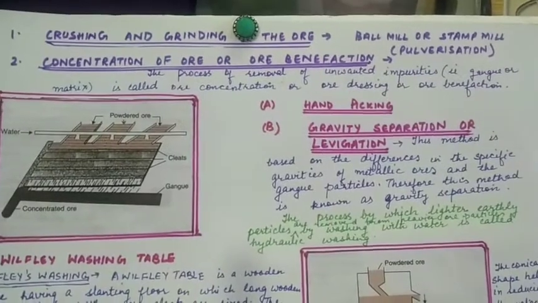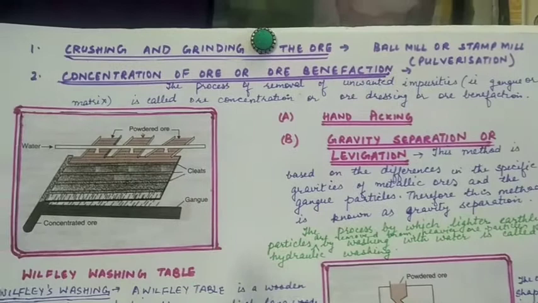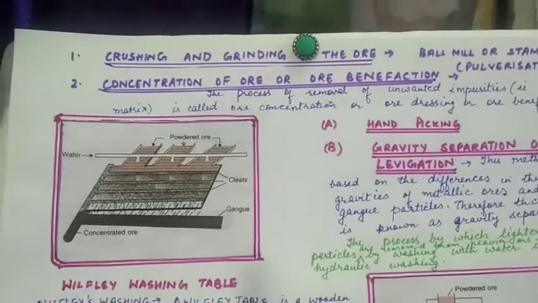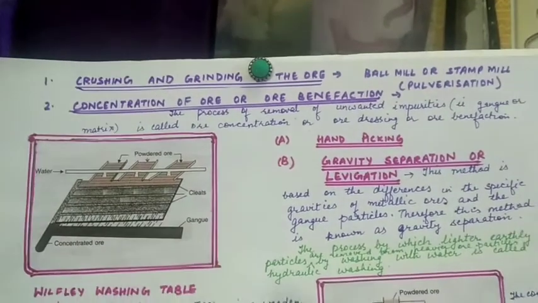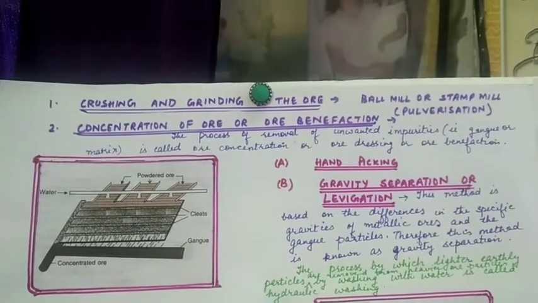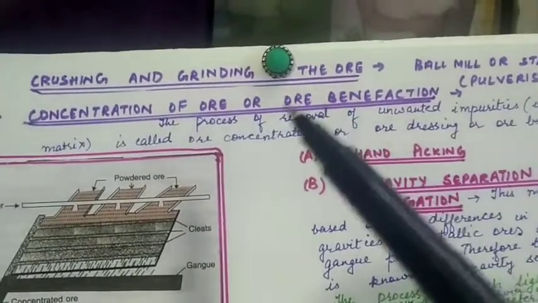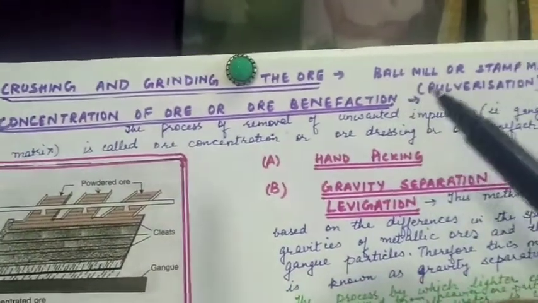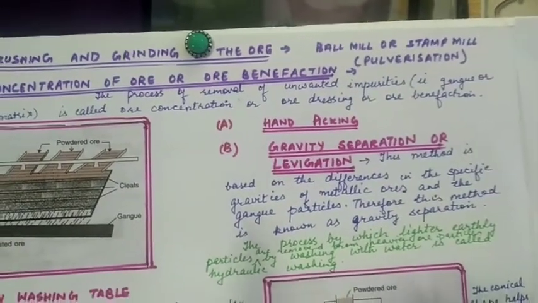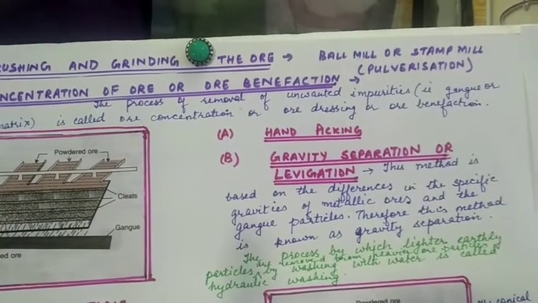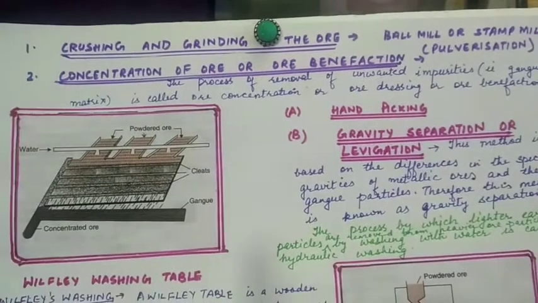Yesterday we did the basic steps of metallurgy. Today we will discuss the first two steps in detail. The first step is crushing and grinding of the ore. The ore occurs in nature as huge lumps. These lumps are broken into small pieces and then later powdered with the help of a ball mill or stamp mill. The process of conversion into powder is called pulverization.